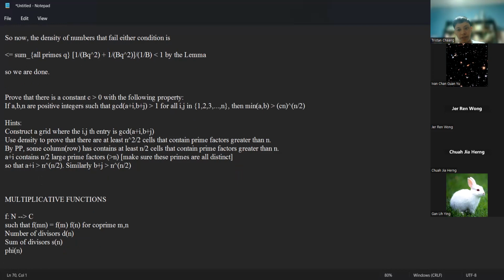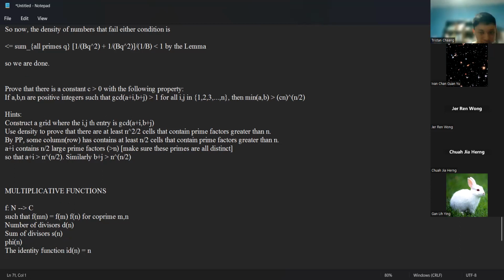Let's look at the obvious ones. So the obvious ones. So the identity function, ID. So ID of n is just n. So that's an obvious one. And there's also one more, which is this. The one function or the unit function. So E. So E of 1 equals 1, but E of anything larger than 1 is 0.